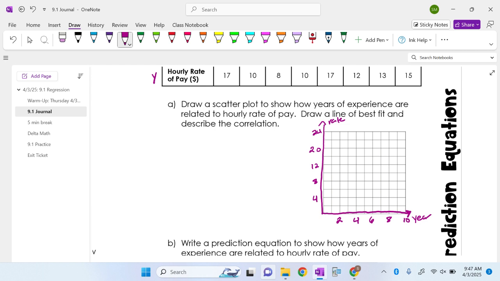Now, if we plot the points, which I'm just going to do very quickly for time's sake, it will look something like this. Plot them as best as you can, matching mine. It doesn't have to be perfect, just do it as best you can. If we plot them, it would look about like that.